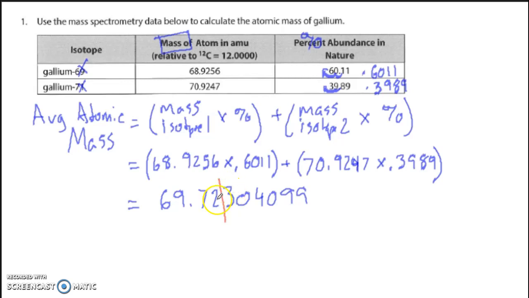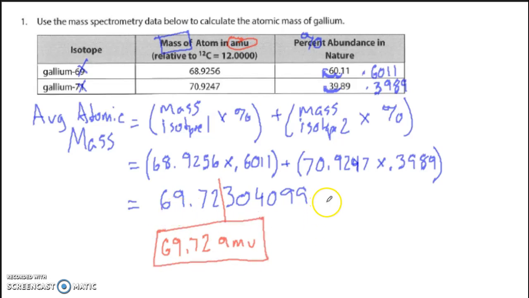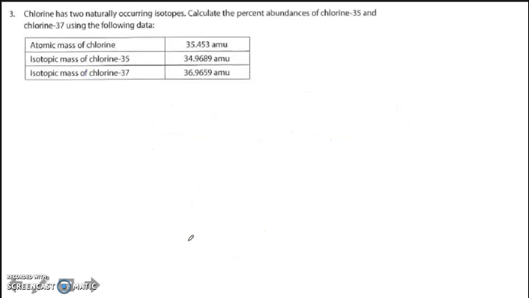This 3 does not make me round up, so my answer would be 69.72 AMU, with AMU being my unit, so that's going to be my answer. And that should make sense because, again, if it was smack in the middle, it would have been 70. But I have more of the 69, so it should be slightly less than that, and that is what I have. So that's good. Okay, so the next problem.